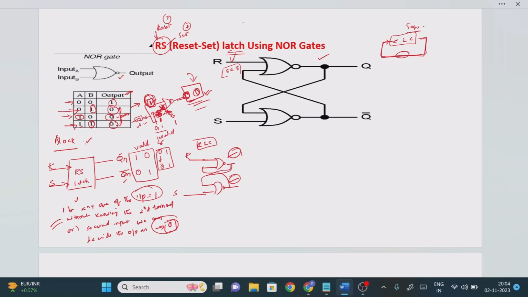So why are we connecting like this? If we are connecting like this, for r equal to 1, which means the reset condition is activated, the output should be 0, right? If the set condition is activated, which means s equal to 1, the output should be 1. Reset means output should be always 0. Set means output should be always 1. This is possible by considering only this kind of cross coupled circuit, right? This you have to understand, right?